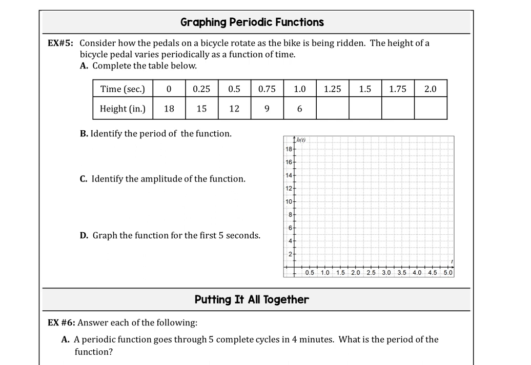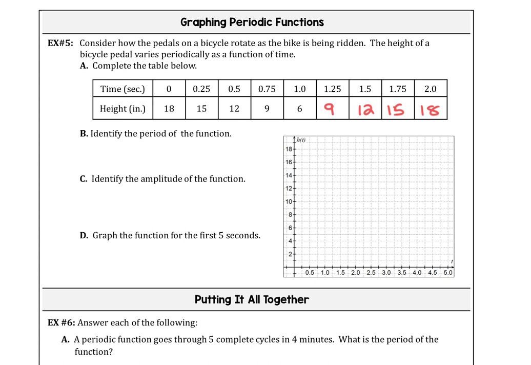And then the height in inches, which is the height of the pedal above the ground at certain times. You see at 0, the height of the pedal is 18 inches above the ground. From there, it starts to decrease, and we know it's a periodic function. So at the bottom, at 1 second, we're going to start going back up. We're going to repeat those numbers going back up, and repeat the process. And there's my table of values. The y values are repeating, and we've completed one period.